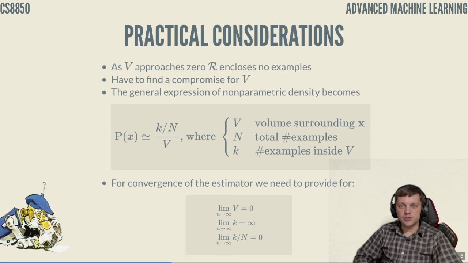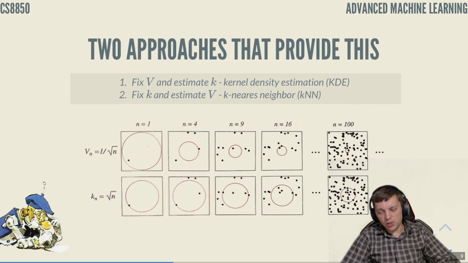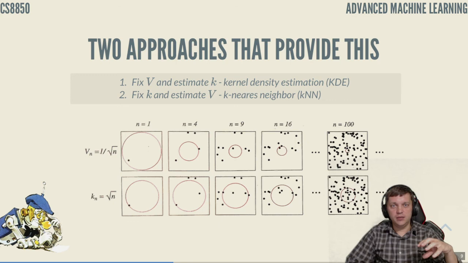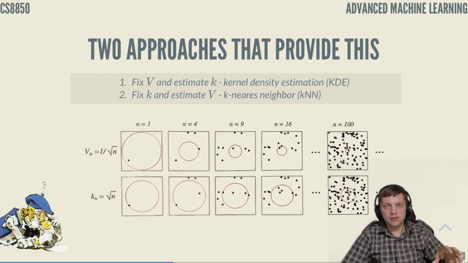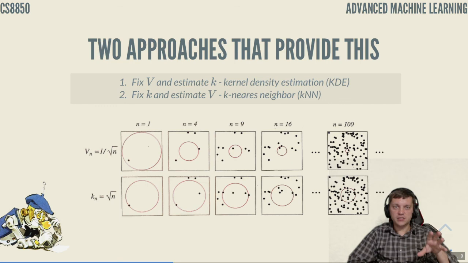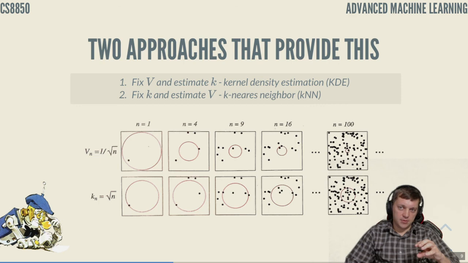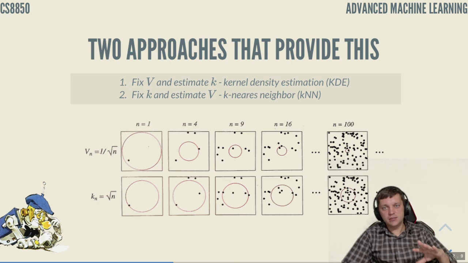So how do we do that? We can guarantee that all those three limits go to their desired values with two approaches. One is by fixing volume and estimating k. That is kernel density estimation. Another one is by fixing k and estimating volume. And this is the k-nearest neighbor approach. Both are powerful, and both can be used for density estimation. The k-nearest neighbor approach can also be used for classification.